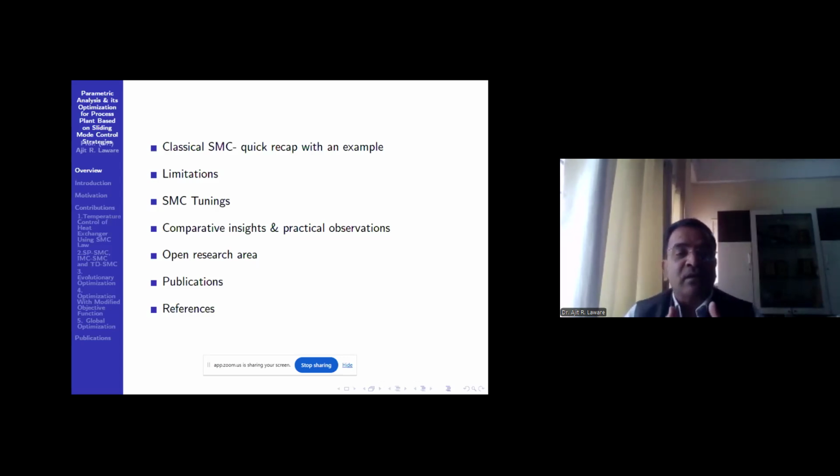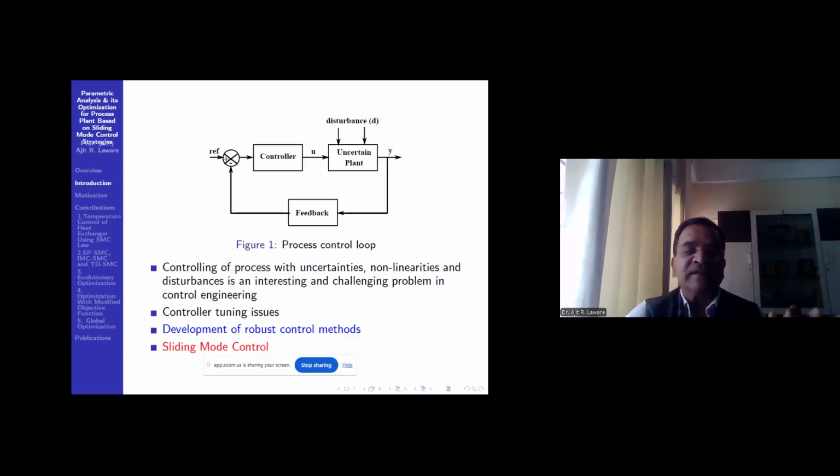Then I will share comparative insights and practical observations, and I will discuss open research areas as per the Graduate School on Advanced SMC organized by IIT Jodhpur, dated 5 to 10 December 24. Then my selected publication list I will share with you, and finally the references.